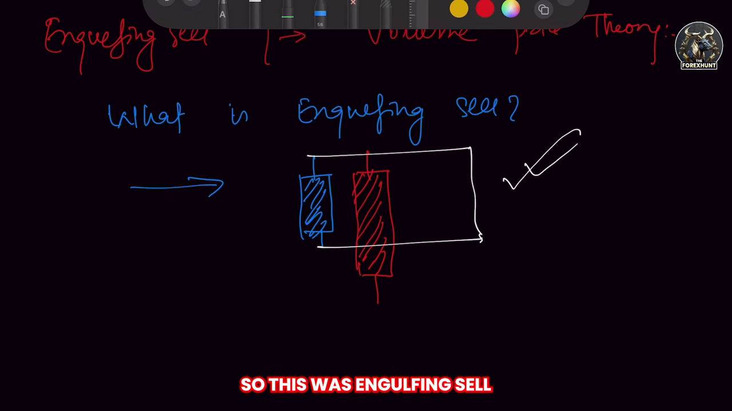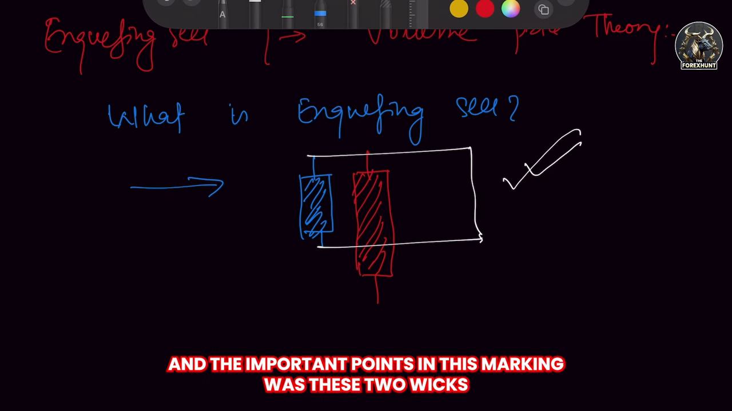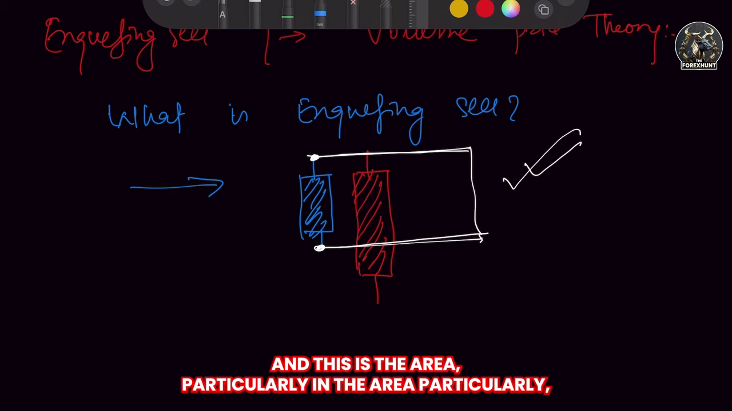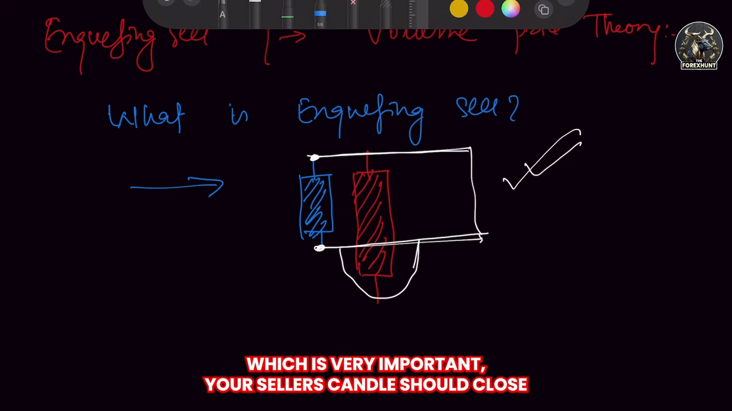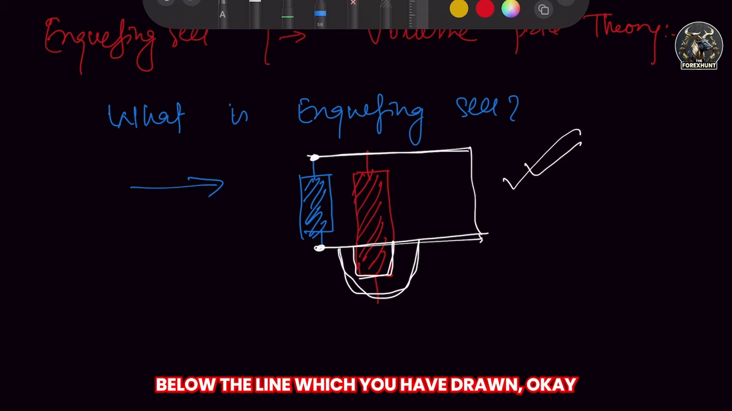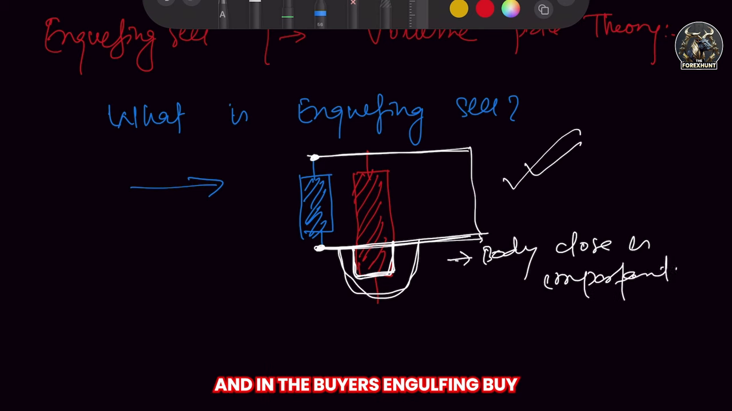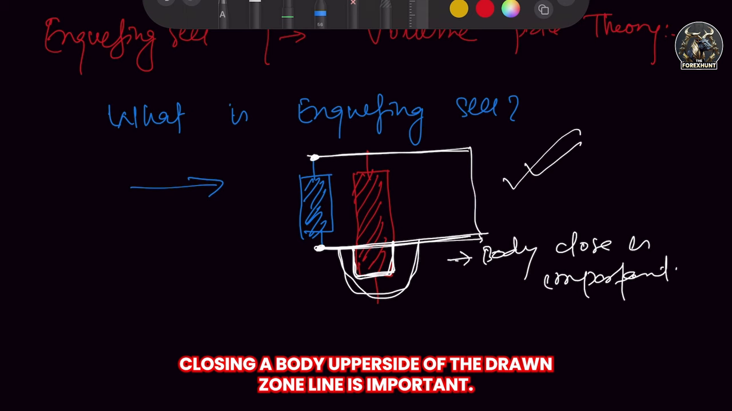Okay, so this was engulfing sell, and the important points in this marking were these two wicks from which you will draw your zones. Your seller's candle should close below the line which you have drawn. Okay, this body closing is very important. And in engulfing buy, closing of the body on the upper side of the drawn zone line is important.